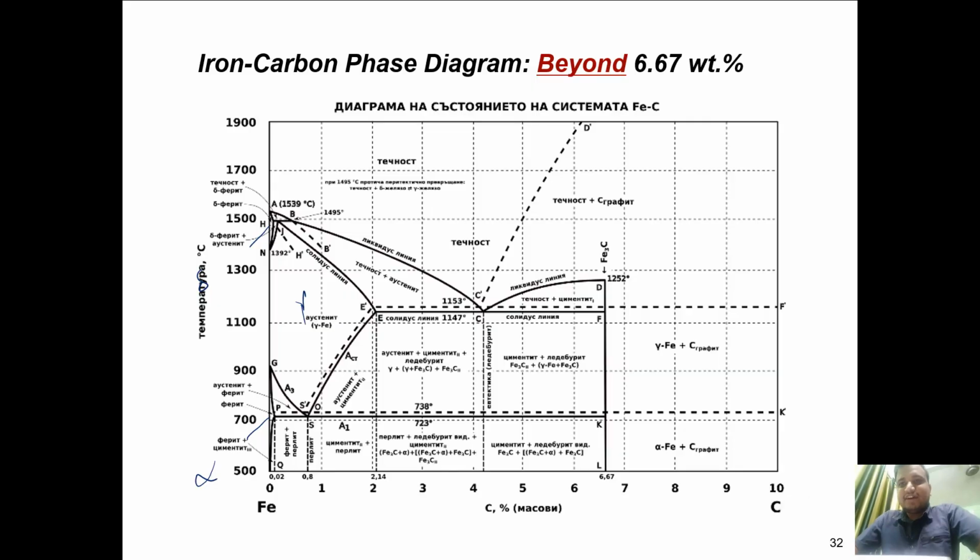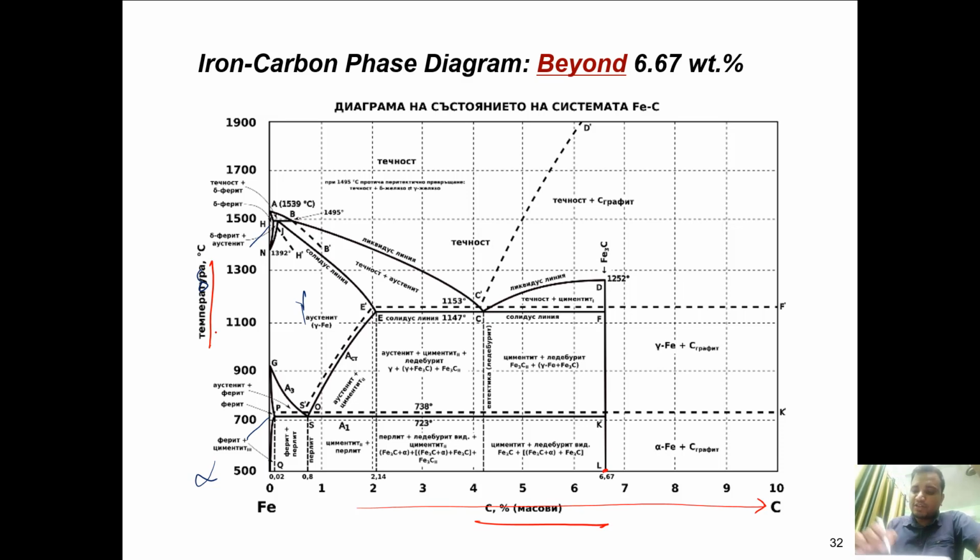Guys, let us see the iron carbon phase diagram, which is the most important part of metallurgy or material science. So this is the iron carbon phase diagram. On the left hand side we have the temperature, and here the percentage of carbon. This diagram goes up to about 10 weight percent carbon, but generally we draw up to 6.67% because that is the composition where we get Fe3C.